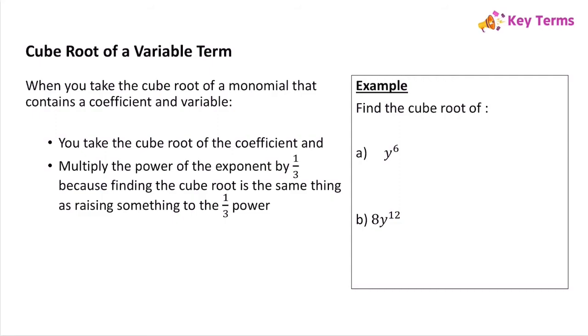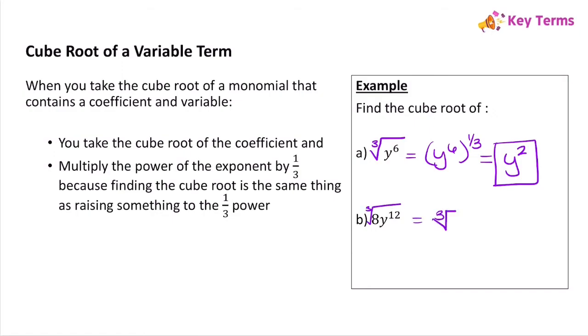So if we do, for example, the cube root of y to the 6th, that's going to be y to the 6th to the 1/3 power, okay? Remember when we do the power of a power, we multiply the exponents, so this is going to become y squared, because 6 times 1/3 is 2. Let's try 8y to the 12th. Well, if we take the cube root of that, we're going to get the cube root of 8 times y to the 12th to the 1/3 power.